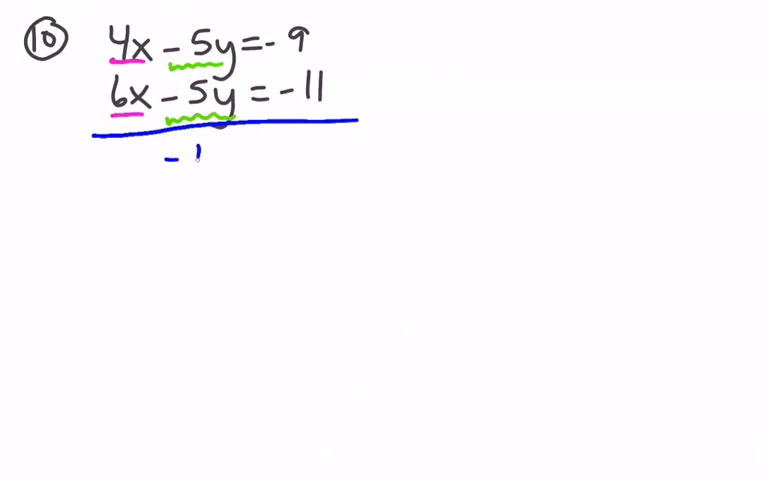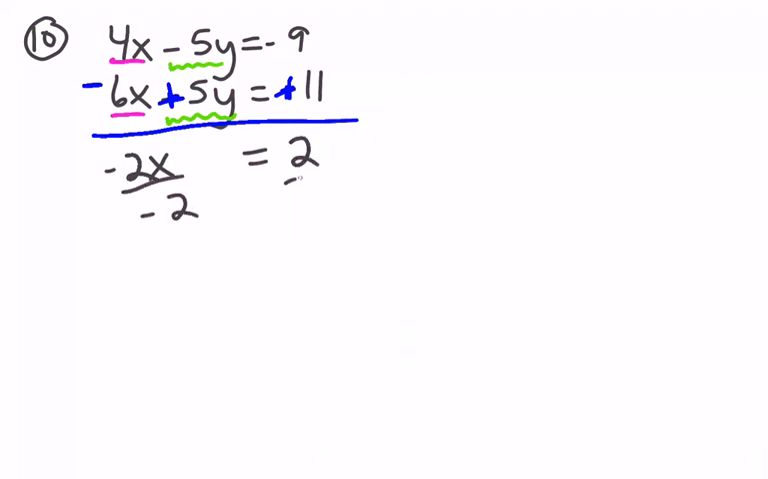But right now, if I added, I would get negative 10y, which doesn't help me with my goal of eliminating. So that means I need to change all the signs in one equation. I'm just going to, once again, do the bottom. That's what I usually do. So negative, positive, positive. And now we add up and down. So 4x minus 6x is negative 2x. Negative 5y plus 5y is 0. Equals negative 9 plus 11 is 2.